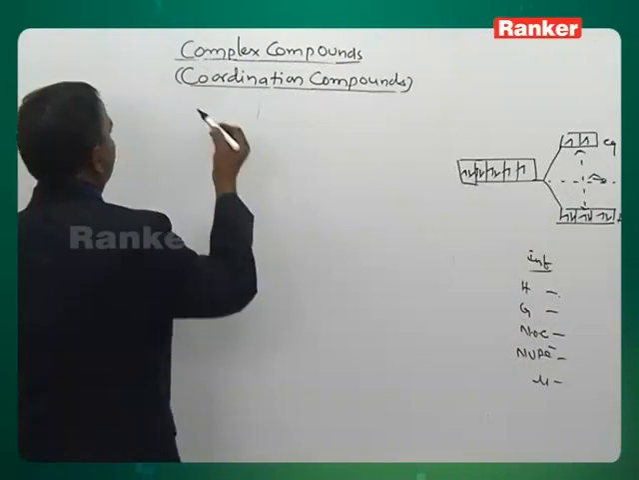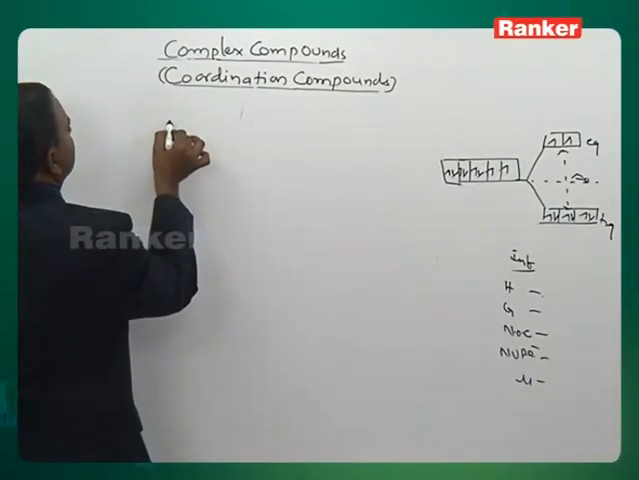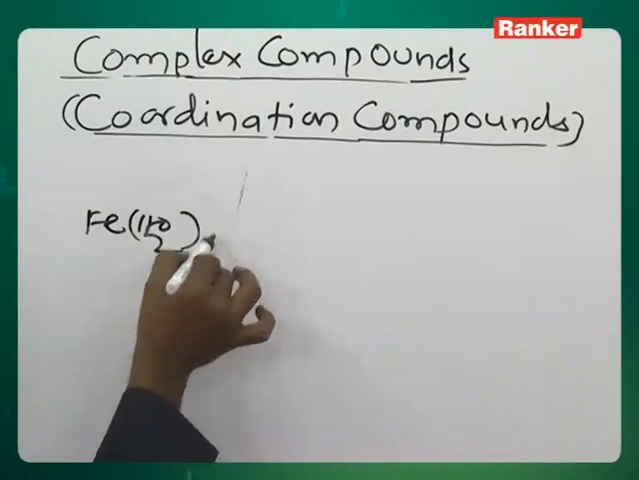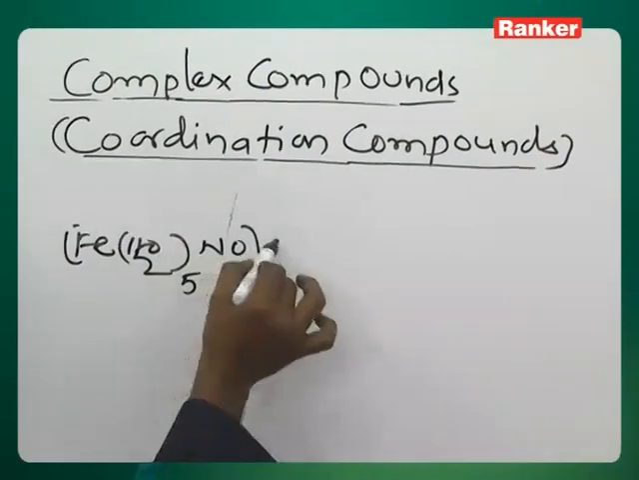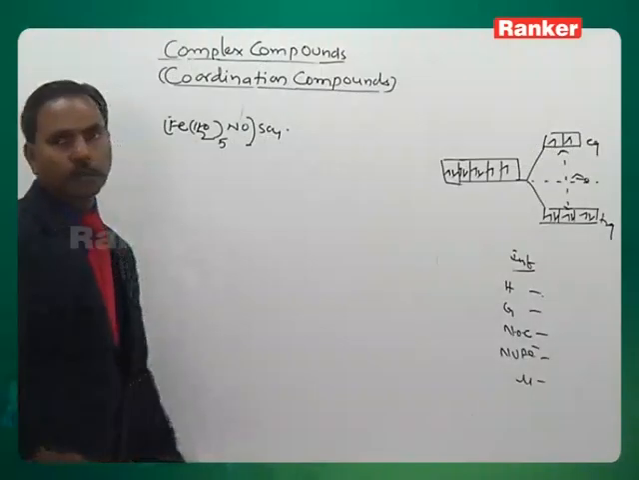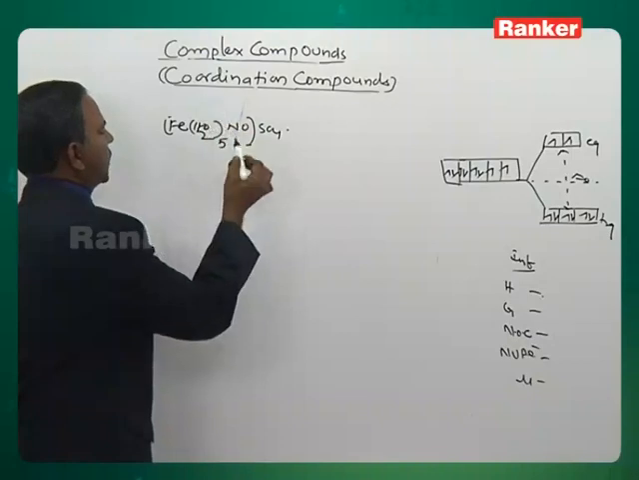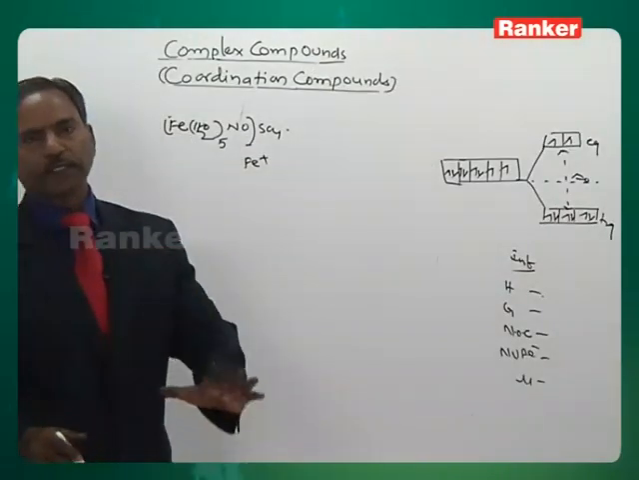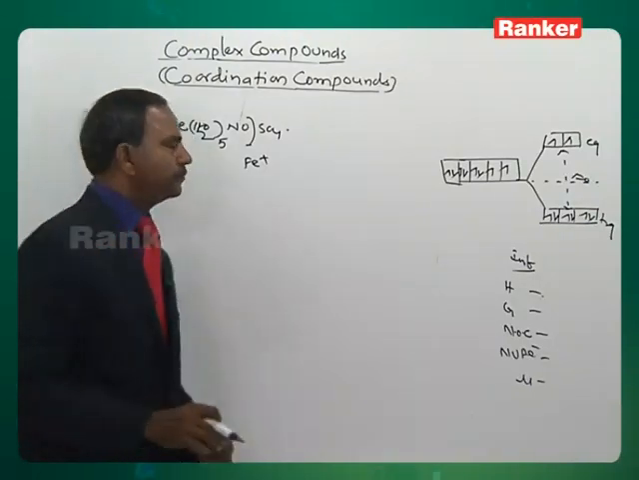Coming to the next one. Next, let us discuss the brown ring complex, [Fe(H2O)5NO]SO4. Look here, in the case of the brown ring complex, the iron oxidation number is Fe+1. This you should not forget. Wherever the brown ring complex is coming, take its oxidation number as +1.